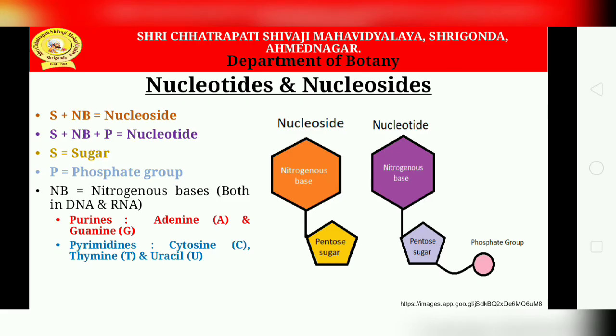The nitrogen bases are nitrogen containing aromatic heterocyclic compounds, the purines and the pyrimidines. These are the 2 different types of nitrogen bases found in DNA and RNA. Adenine (A) and guanine (G) are purines, while cytosine (C), thymine (T) and uracil (U) are pyrimidines. Thymine is replaced by uracil only in RNA.